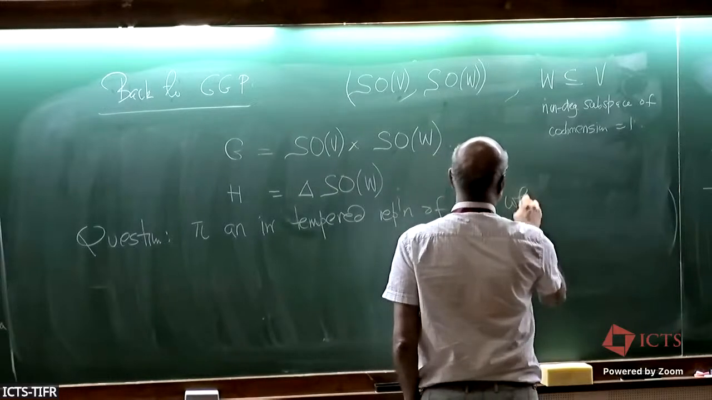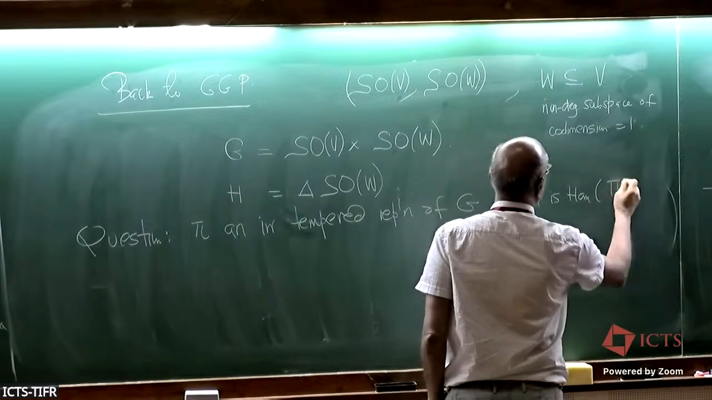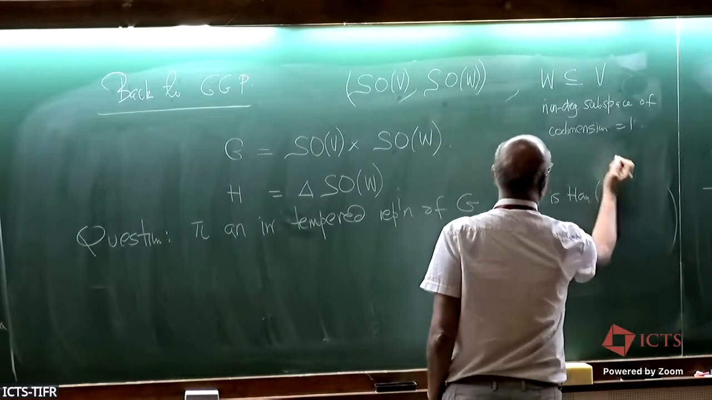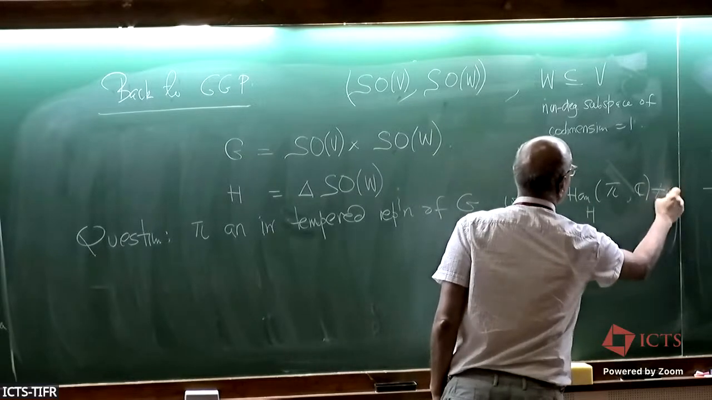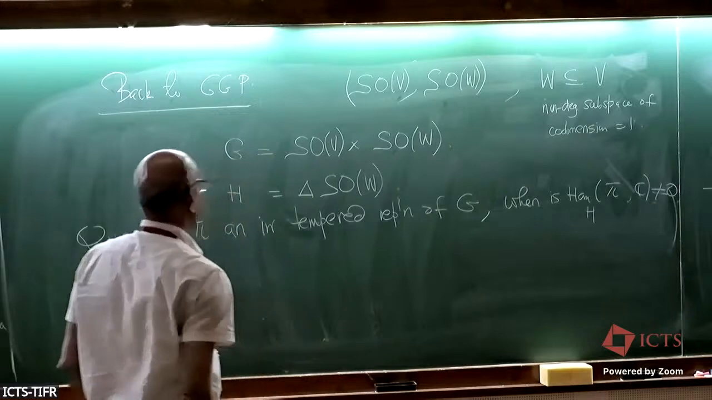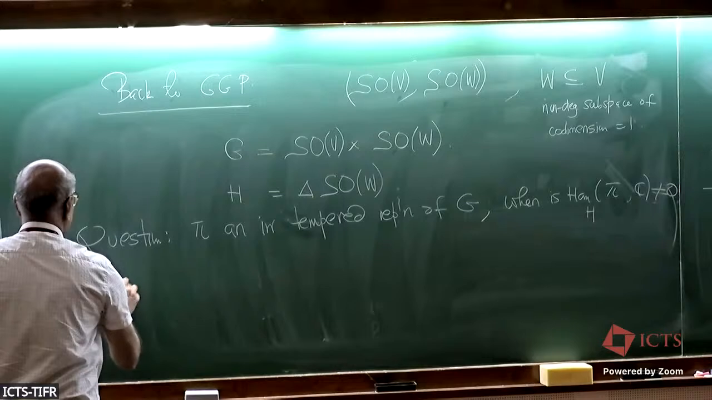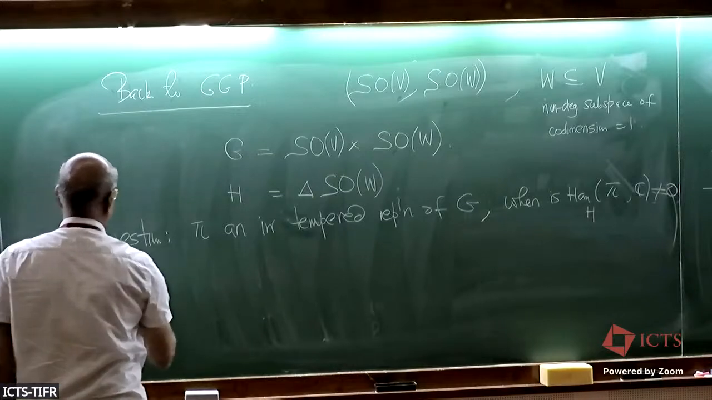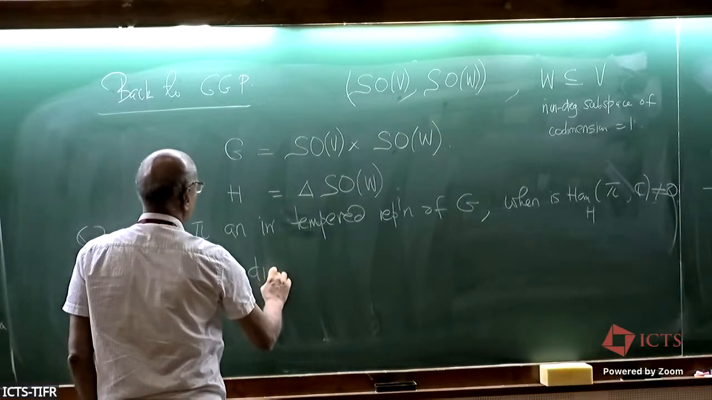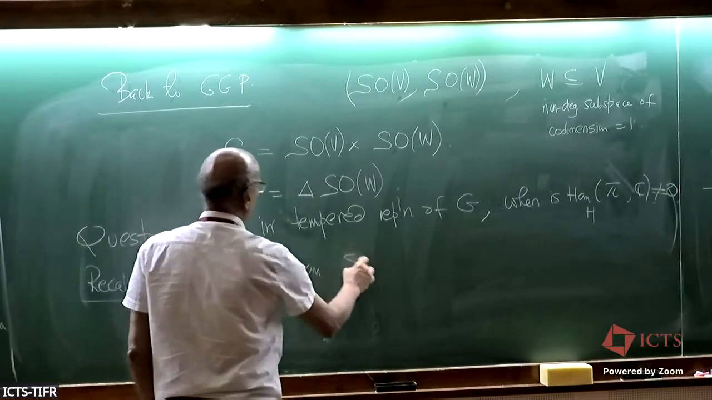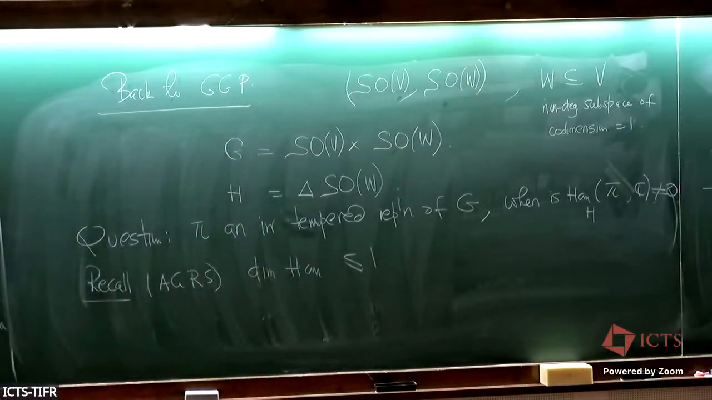when is Hom_H(pi, C) non-zero? So recall that from AGRS, the dimension of the Hom space is less than or equal to 1, and we want to know when it is 1 and when it is 0.